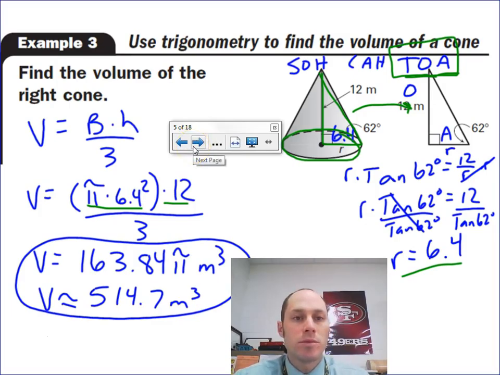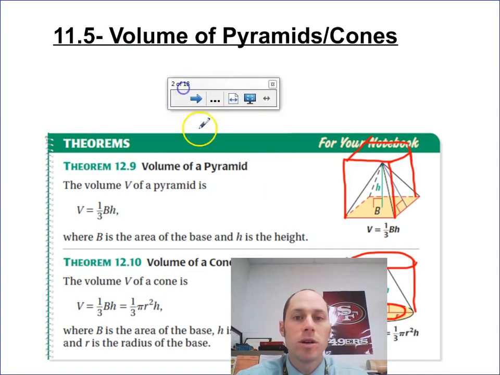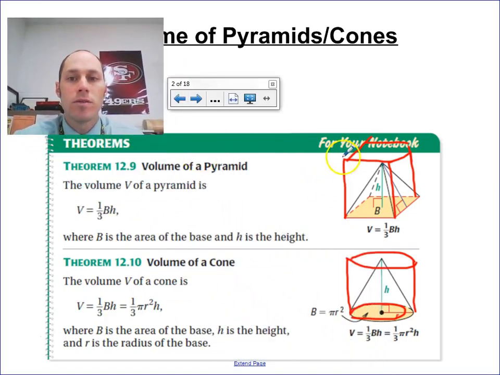So that finishes up talking about volumes of cones and pyramids. The big thing to remember is to think of it in terms of the prisms. Find the volume of the prism, then divide it by 3, and you'll be all set. So next time we'll talk about volume and surface area of spheres.